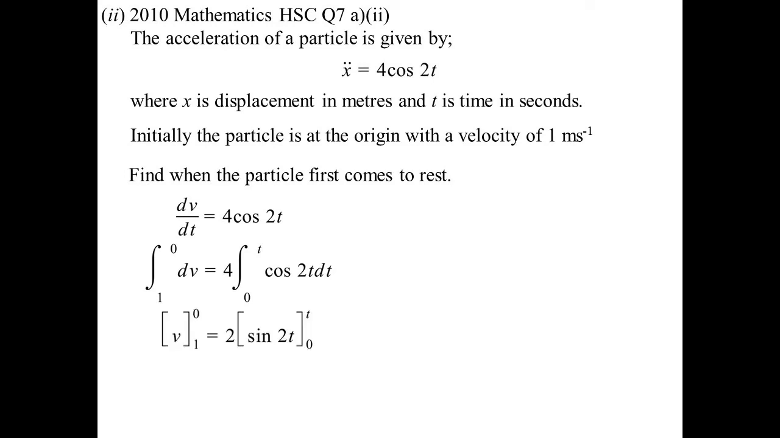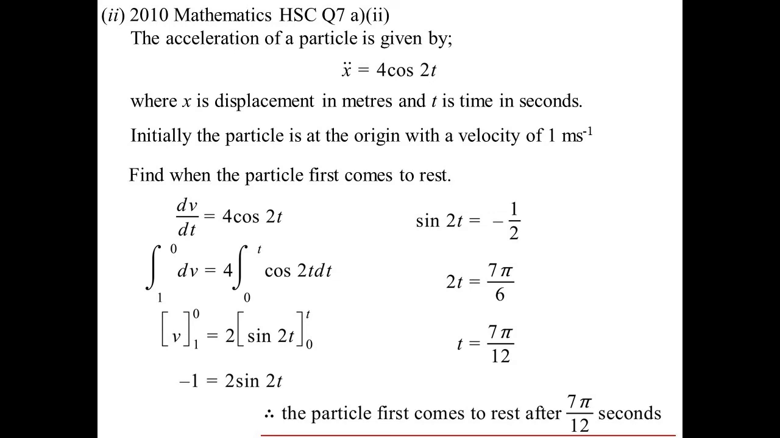Okay, we solve this one. This time with the left-hand one, I will integrate it because it's not going from 0 to v. So we're going from 1 to 0 on the left-hand side, right-hand side 0 to t. So we get negative 1 is equal to 2 sine 2t. Sine 2t is negative a half. Notice I haven't worried about the quadrants in this one because they've said the first time it comes to rest. So I haven't found all the answers, I just want the first one. So when's the first time sine 2t is negative a half? Well, that's in the third quadrant. So 7 pi on 6 would be the first time. Divide by 2 and we get t is 7 pi on 12 seconds.